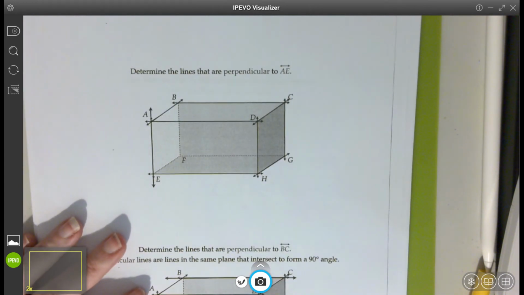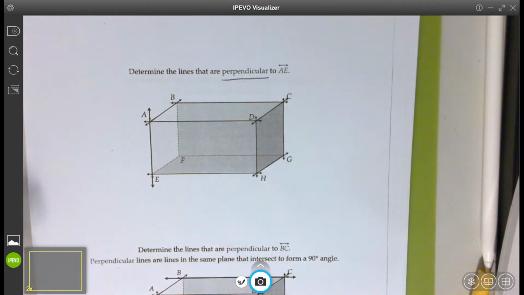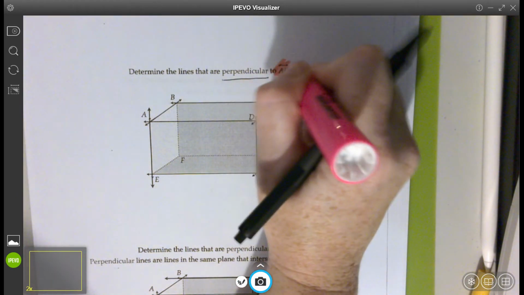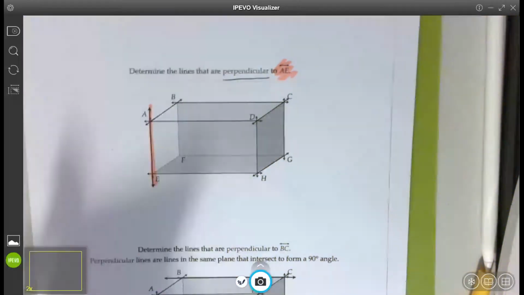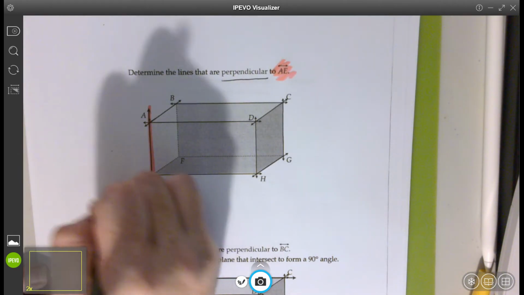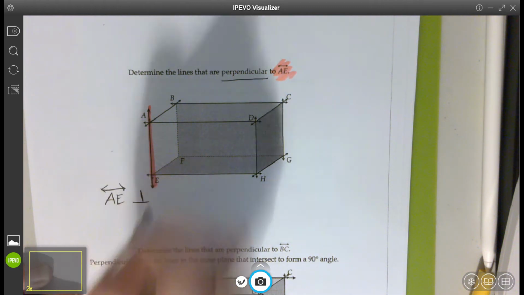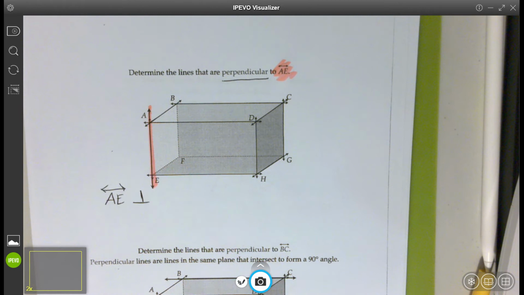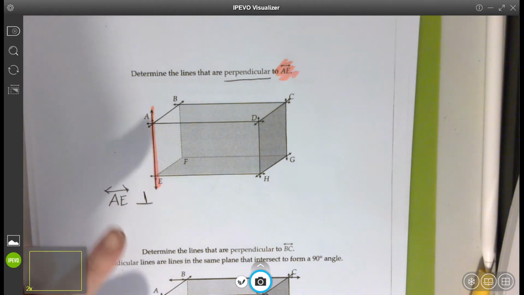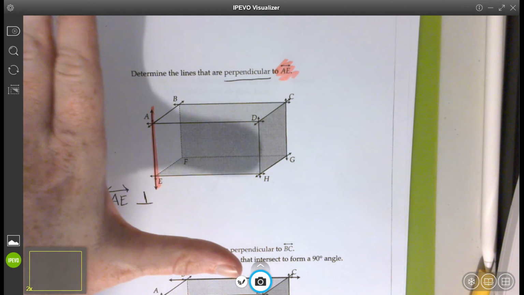All right, so given our figure here, we're looking at lines perpendicular to AE. So here is AE. So I'm going to write AE with my line, with my two arrows, and that upside down symbol to show perpendicular. So now I want to find a line that intersects and would form a right angle. But notice there are no boxes here.